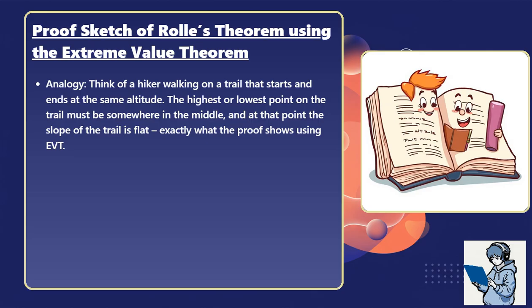Analogy: think of a hiker walking on a trail that starts and ends at the same altitude. The highest or lowest point on the trail must be somewhere in the middle, and at that point the slope of the trail is flat. Exactly what the proof shows using the extreme value theorem.